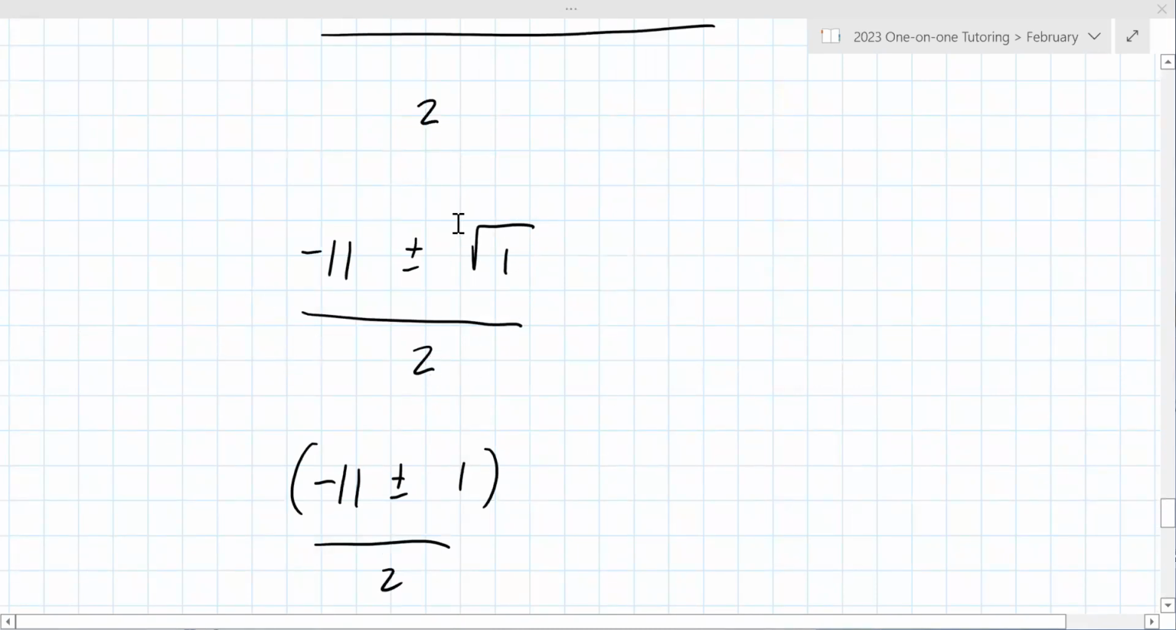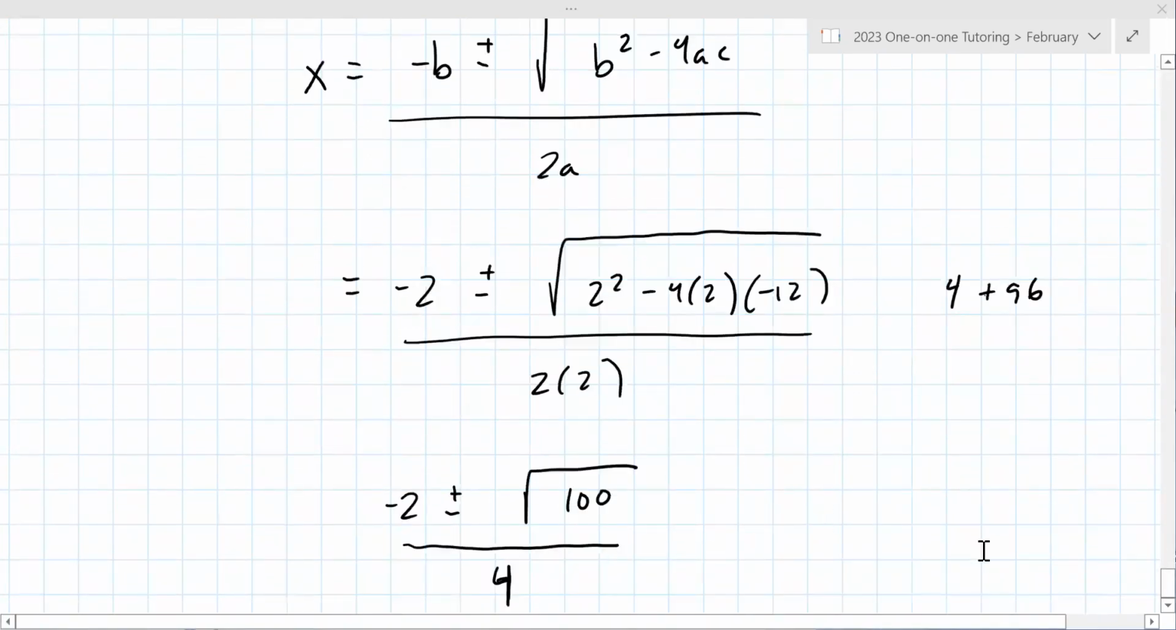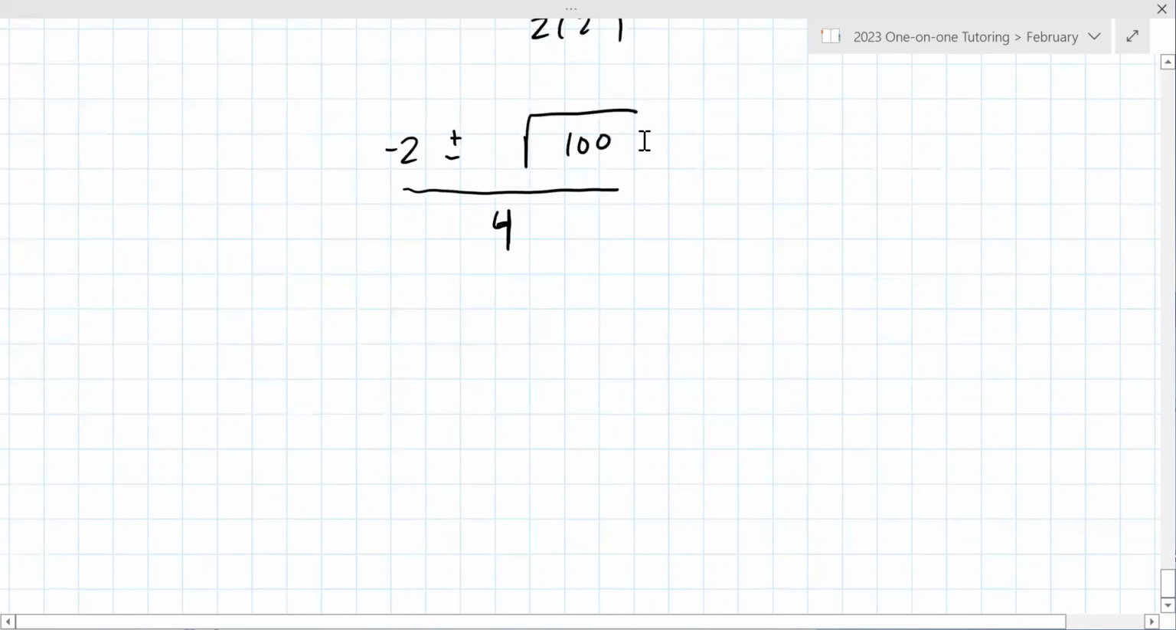What's the only difference between this line and the line below it? There's no square root over it. Yeah, right. Okay, so I would suggest doing the same thing here, and then evaluating this. What is the square root of 100? It's two numbers that multiply together that are the same: 10, 10.